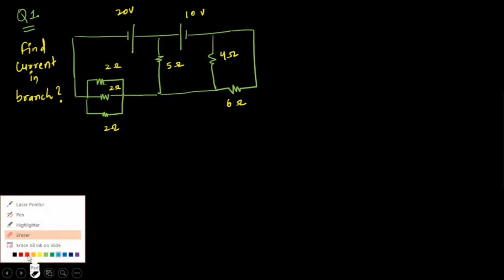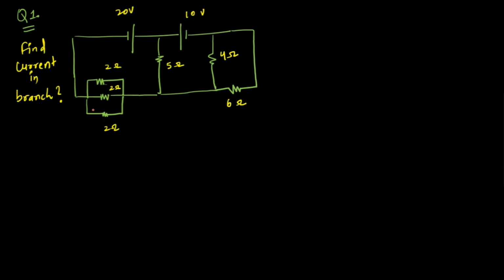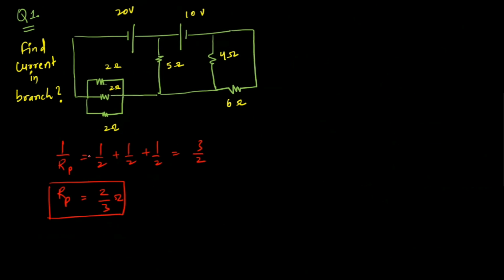So the combination of these three resistors in parallel is going to be 1 over Rp, which equals 1 over 2 plus 1 over 2 plus 1 over 2. It is going to be 3 over 2. So Rp is going to be 2 by 3, that you can simply infer. So we got the value of net resistance here.